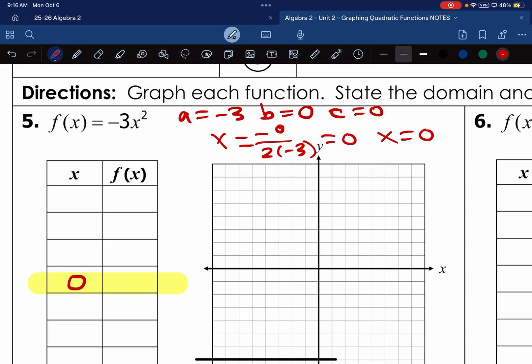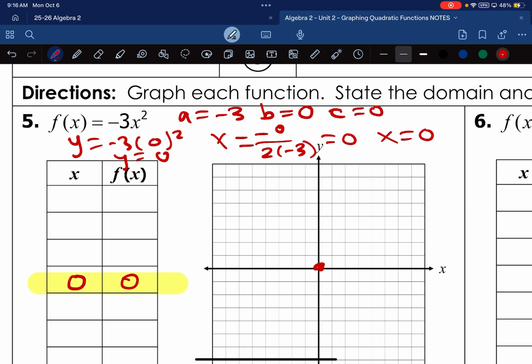I'm now going to find the y value. Remember, f of x is really our fancy y. And we found x already, so we're going to substitute that in. -3 times 0 squared. We like it when it's 0 because 0 makes the multiplication easy, because that's just 0. -3 times 0 is 0. So our vertex is (0, 0). We can go ahead and plot that on our graph. We know we're going to have to plot that in a minute.